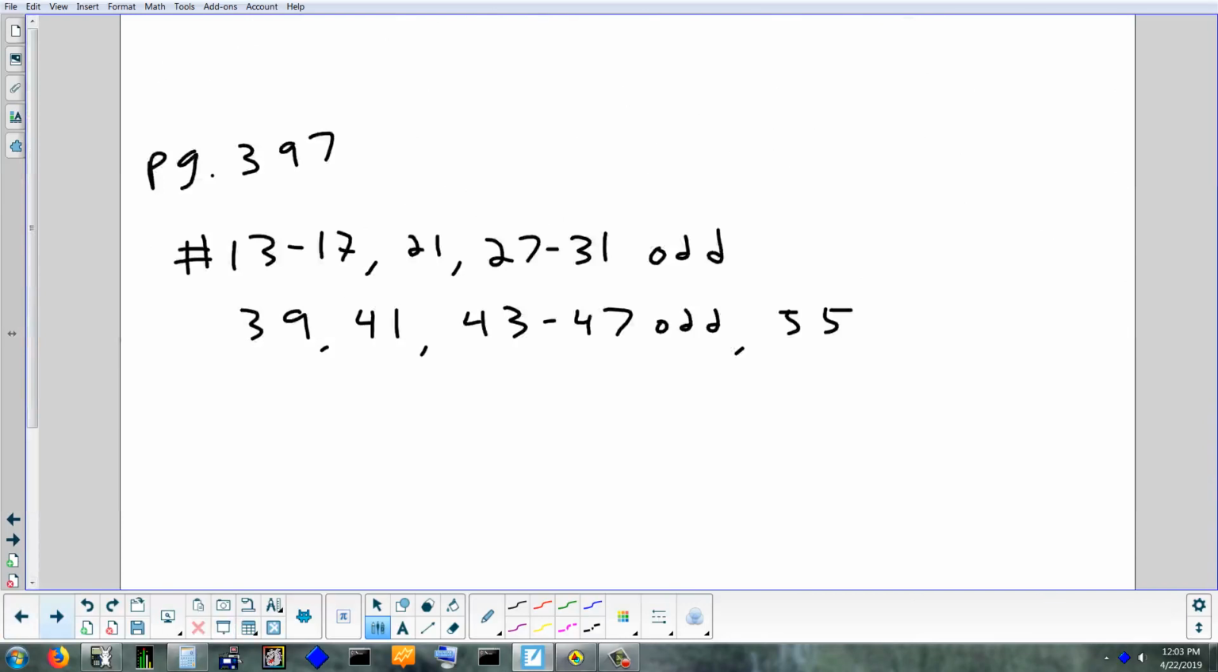Is this in the packet or both? That's in the packet. So 397 in the packet. 13 to 17, 21, 27 to 31 odd. And then I guess I could have just said 39 to 47 odd. I don't know why I wrote it that way. And then 55.